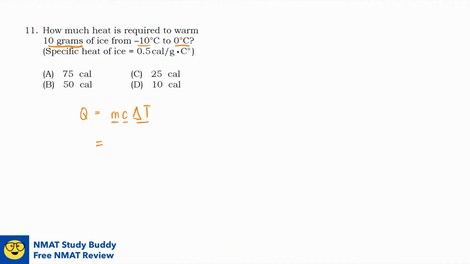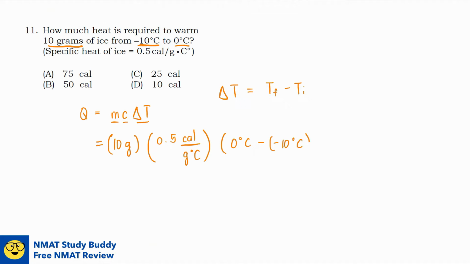So, yung mass dito is 10 grams. And then yung specific heat is 0.5 calories per gram degrees Celsius. Times yung change in temperature, meaning pag sinabing delta T, equal yan sa final temperature minus yung initial temperature. So, yung final temperature dito is 0 degrees Celsius minus yung initial temperature is negative 10 degrees Celsius. So, yan. Solve na natin.